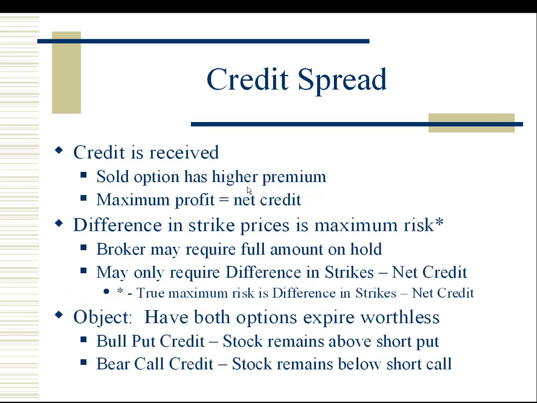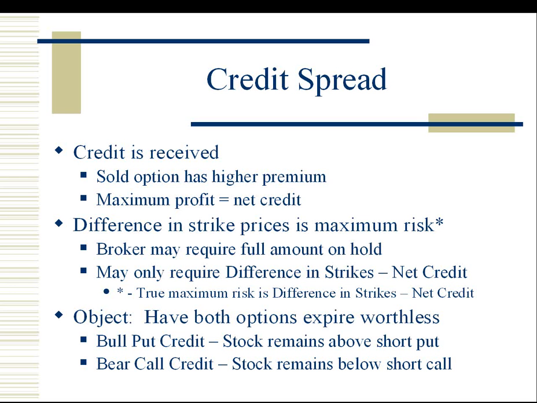Now, there are 2 main forms of vertical spreads, credit spreads and debit spreads. With a credit spread, we're going to sell an option and buy an option. All the vertical spreads, of course, are a combination of 2 different options. The credit spread, we receive a credit up front. The option that we sell, of course, has a higher premium. That credit that we receive is the maximum profit if everything works out the way we want to.